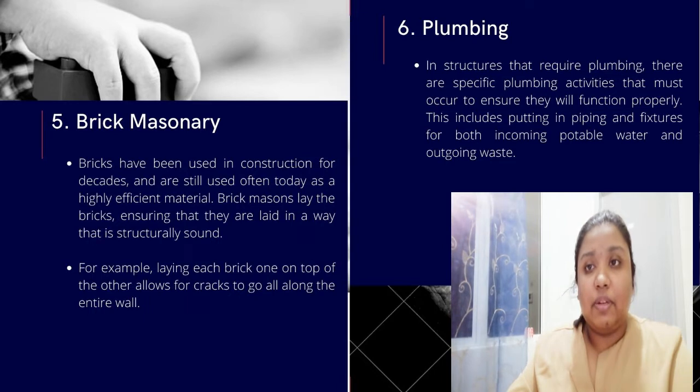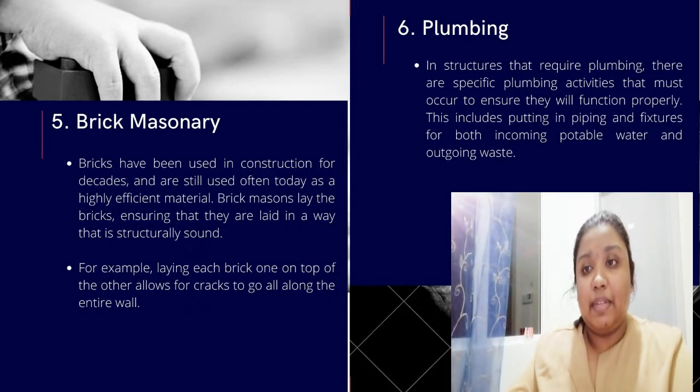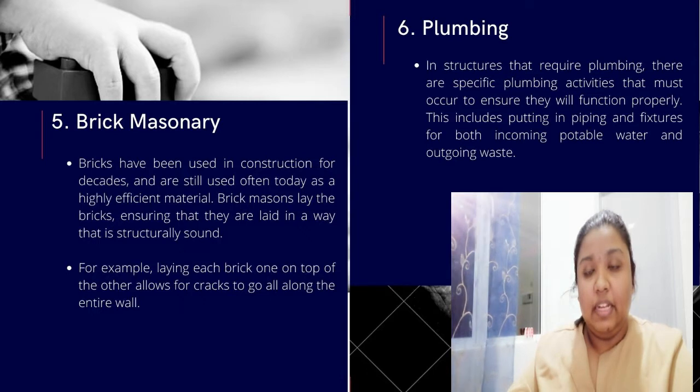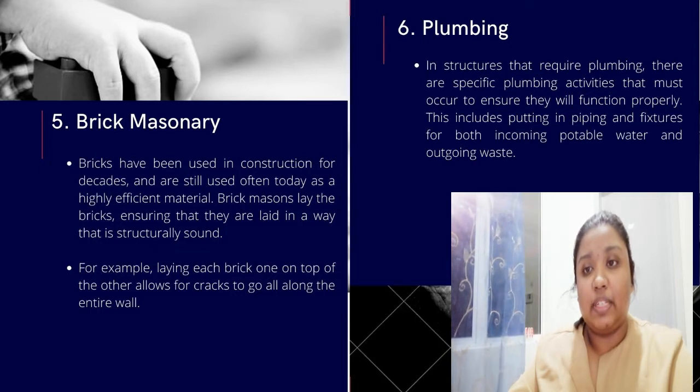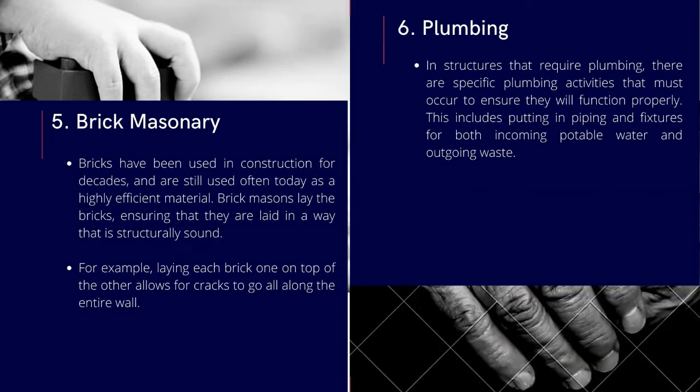Now, the next one will be the plumbing. In structures that require plumbing, there are specific plumbing activities that must occur to ensure they will function properly. These also include putting in piping and fixtures for both incoming potable water and outgoing waste.